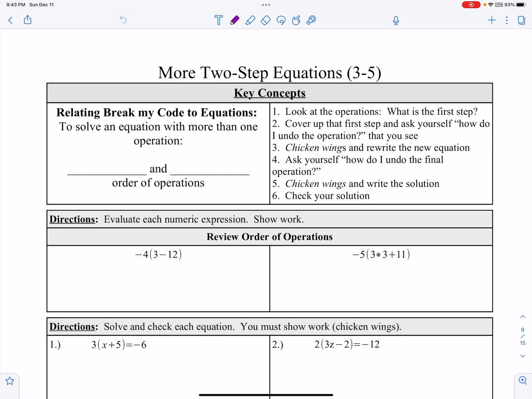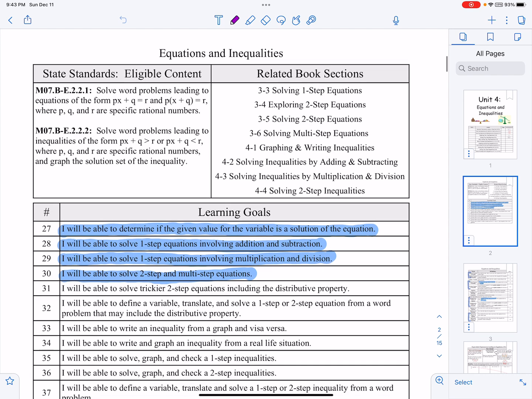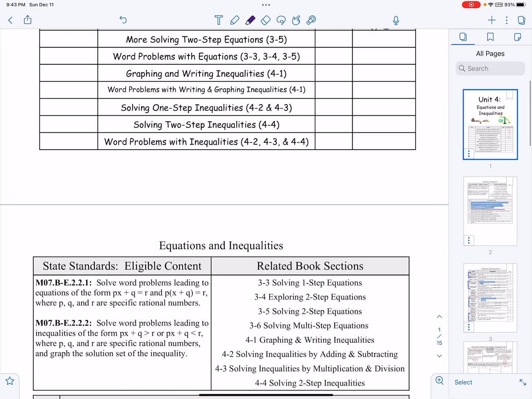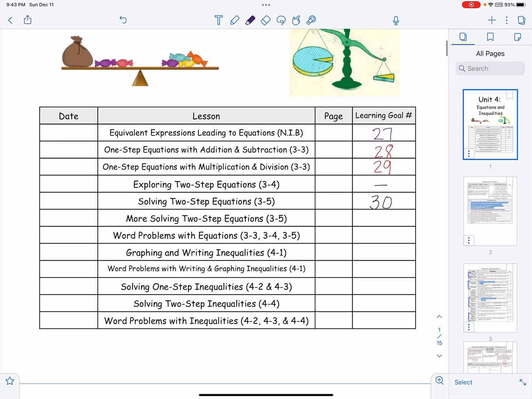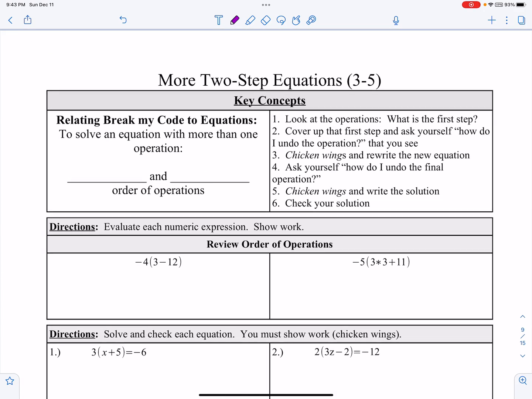All right, let's take a look at your next lesson, which is called More Two-Step Equations. Heading up to your learning goals, we're going to be doing learning goal 31, which is being able to solve trickier two-step equations, including the distributive property. So let's go ahead up to here, and you can fill out number 31. Okay. All right. Scrolling down to that lesson, get rid of the page sorter, and here we go.